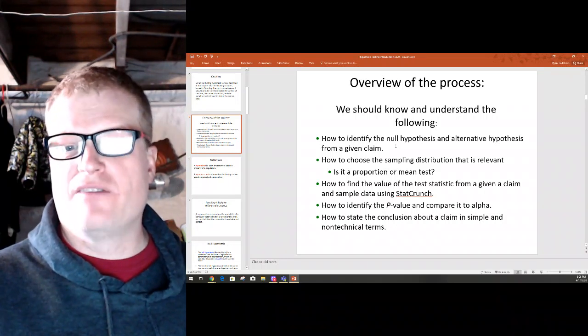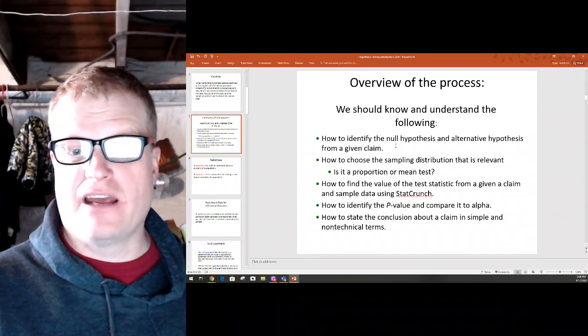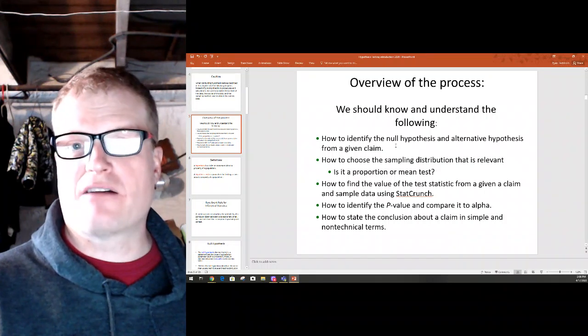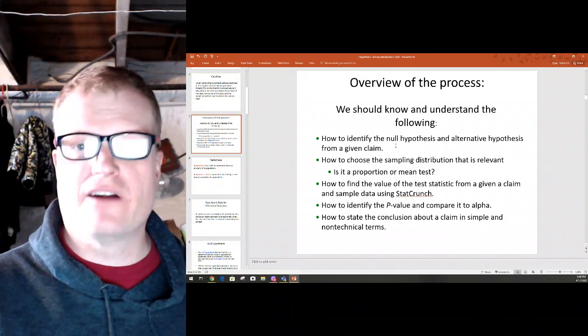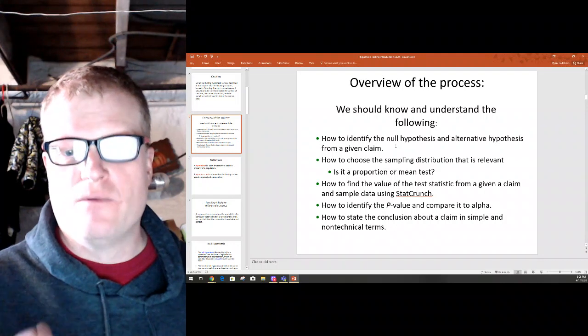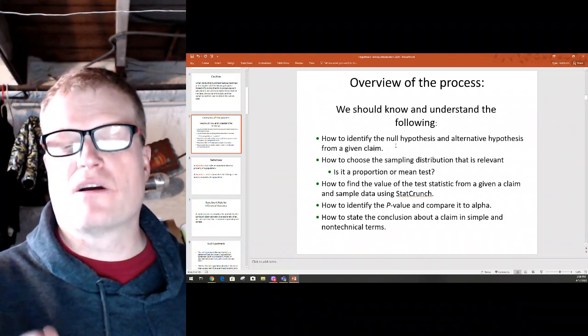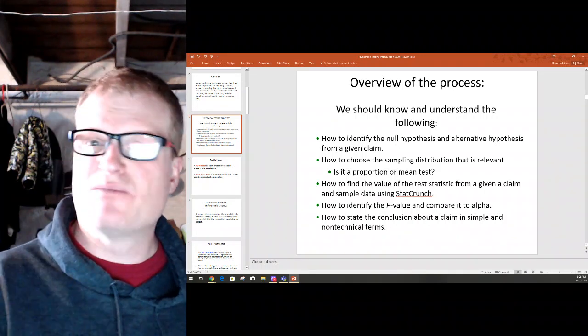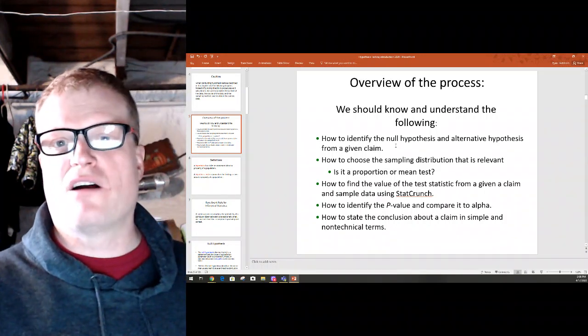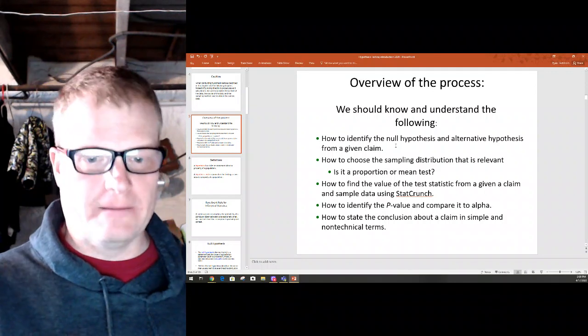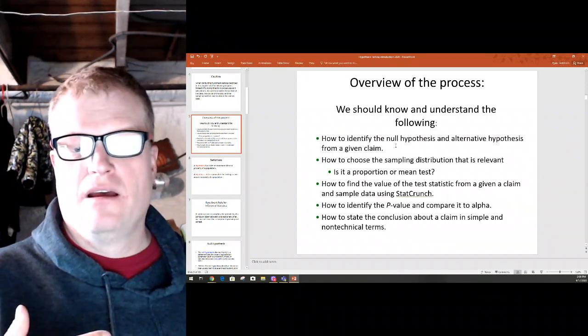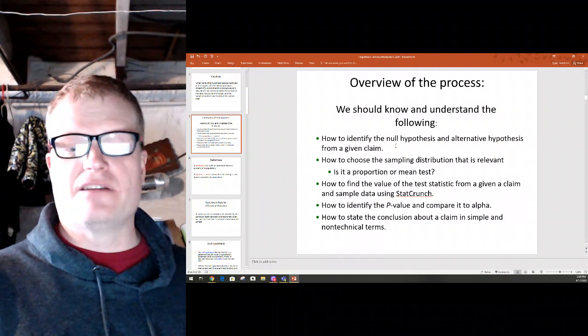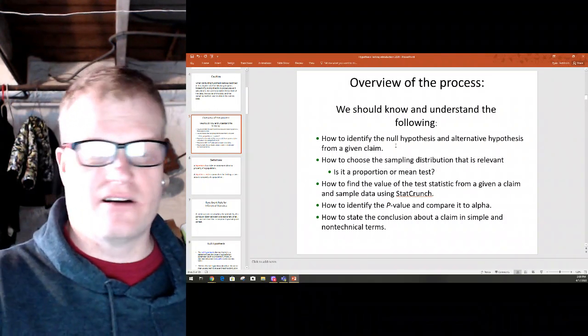Then we're going to find the value of the test statistic from a given claim and sample data using StatCrunch. We're going to use StatCrunch to do all of our calculations for us again. We're going to identify the p-value, and then compare it to some sort of alpha. This alpha we'll talk about later, but that's something that you get to pick as far as how well your test is going to be. Then we're going to state a conclusion about the claim in simple and non-technical terms.